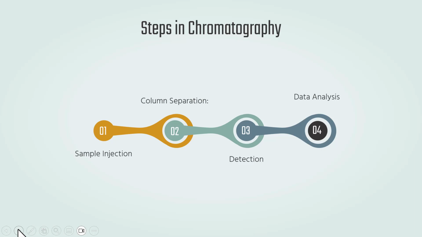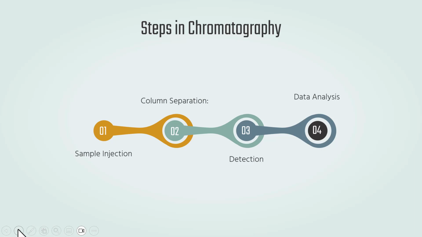Here are the four steps of liquid chromatography. First one is sample injection. The sample mixture is introduced into the mobile phase. Imagine injecting a small amount of dye into the flowing stream. Second one is column separation. The mobile phase carries the sample through the stationary phase in the column. As the sample moves through, the different components separate based on their interaction with the stationary phase.